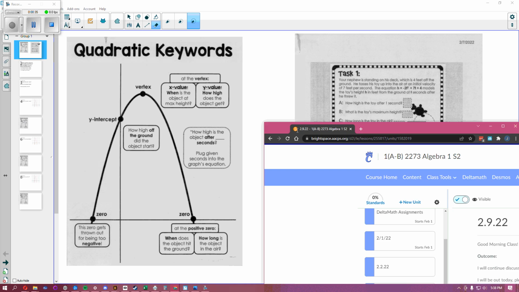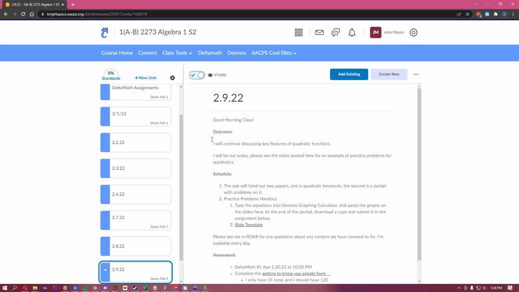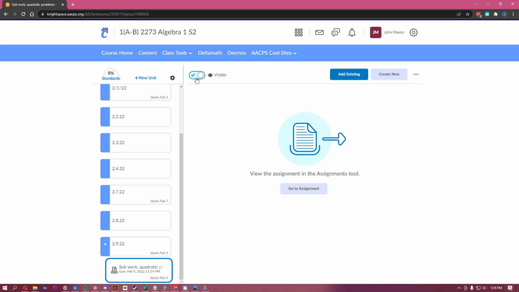So if you go into Brightspace, you'll see 2.9.22. Go to Practice Problem Handout, and it's going to say type the equations into the Desmos graphing calculator and paste the graphs onto the slides here. At the end of the period, download a copy and submit it in the assignment below. So the assignment is going to be down here. You're going to press go to assignment and then submit it in there.